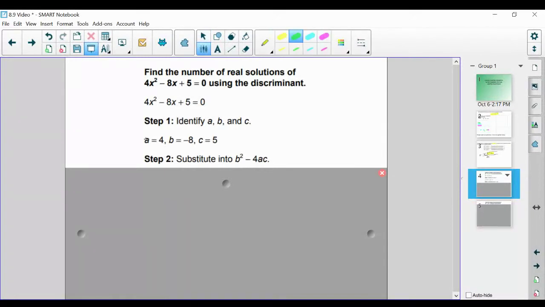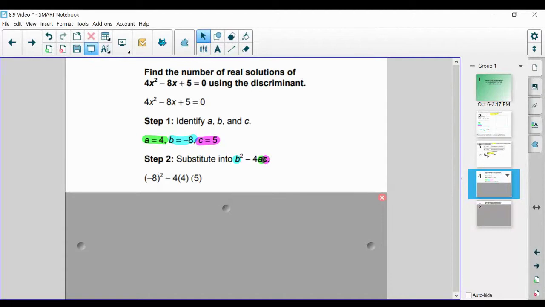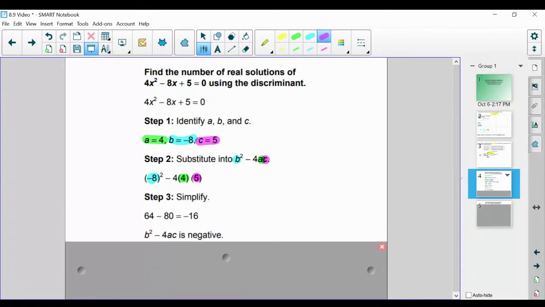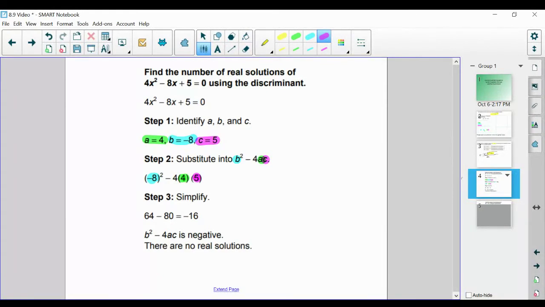Again, I'm going to highlight this first one for you. a will be equal to 4, b will be equal to negative 8, and c will be equal to 5. So we're going to substitute into b squared minus 4ac. As we do so, we get negative 8 squared minus 4 times a, which is 4, times c, which is 5. We're going to simplify, and we're going to see that 64 minus 80 is negative 16. So our discriminant turns out to be negative, which means there are going to be no real solutions.